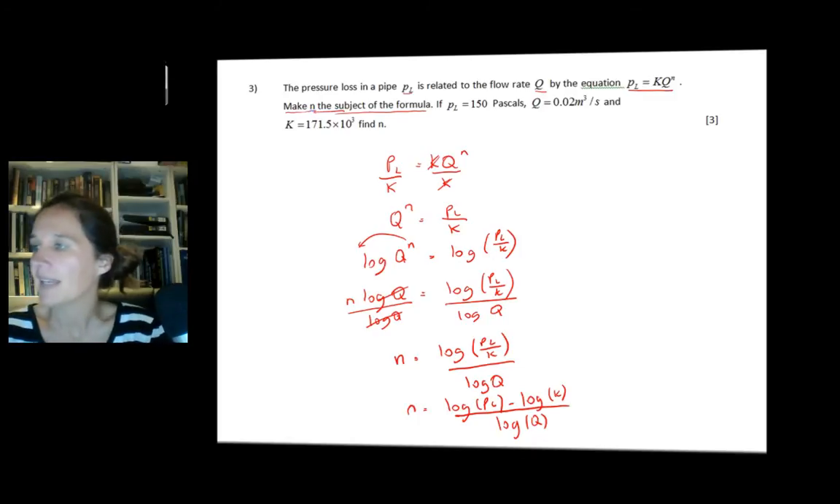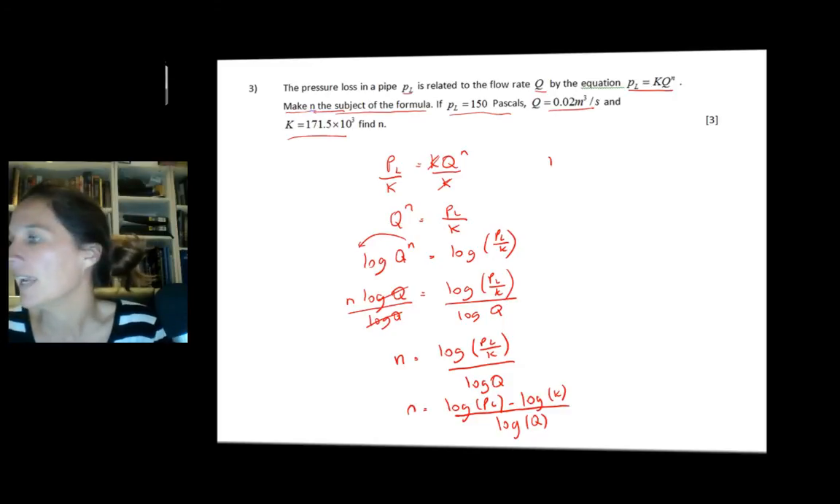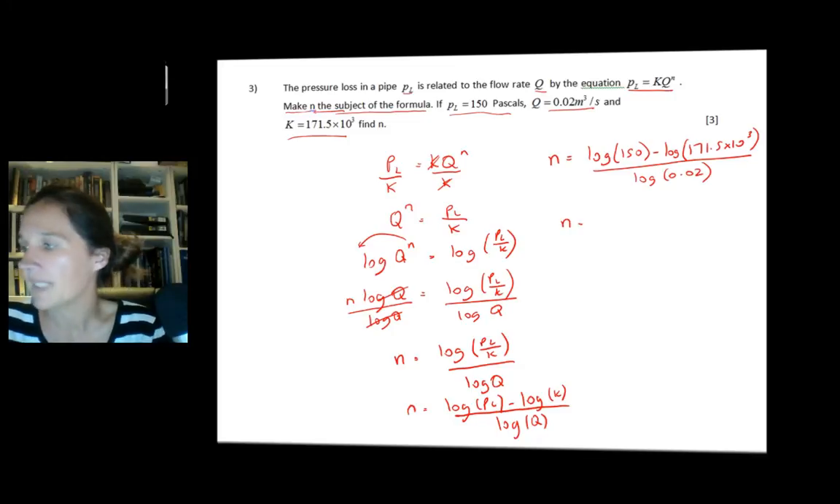Our second part gives us our values to put into our equation. So now N is equal to our log of 150 minus log of K, which is 171.5 times 10 to the power of 3, divided by our log of Q, which is 0.02. And when we put this into our calculator, we're going to end up with 1.8.